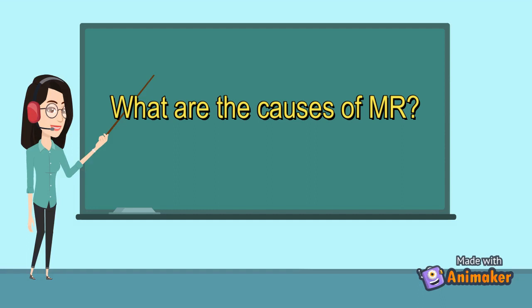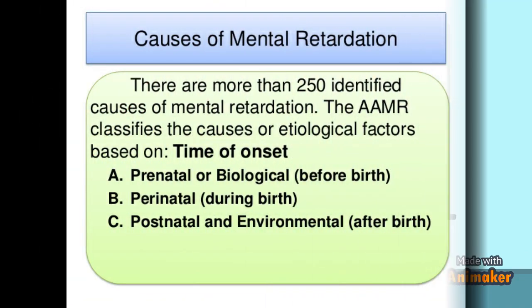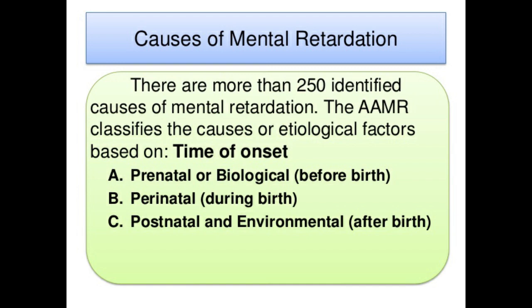Now, what are the causes of mental retardation? There are more than 250 identified causes of mental retardation. The American Association on Mental Retardation classifies the causes based on time of onset, categorized as prenatal or biological, perinatal, and postnatal, and environment.